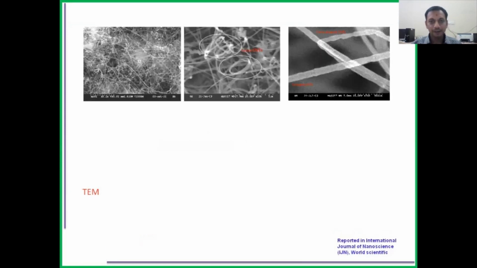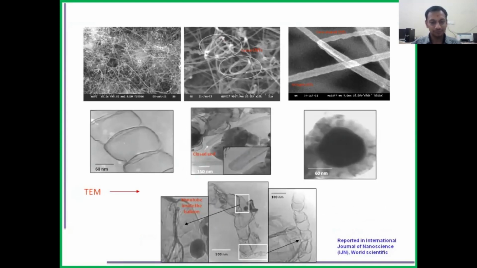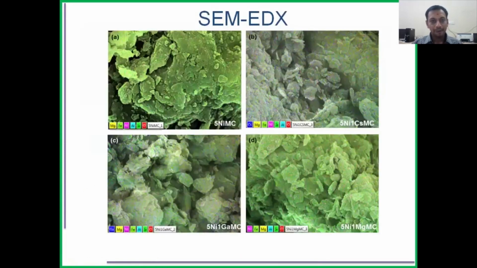You can see here different types of geometry and growth of carbon nanotubes. Sometime in the past I synthesized bamboo shaped carbon nanotubes, and this is the real picture under the TEM, which was reported long back in the International Journal of Nanoscience. If we do SEM EDX of nanoparticles of any material, at least for nanoparticles, because my lecture is on that, my talk is on that, that's why I'm talking for that purpose only.